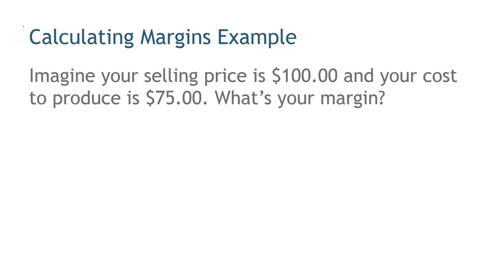So imagine your selling price is $100 and your cost to produce is $75. What's the margin? I bet you all get this. It's just 100 minus 75 equals $25, and that's your margin. I have a daughter in the second grade, and this is the kind of math I would do with her at home. So I know you're not in second grade, and you can do that subtraction.